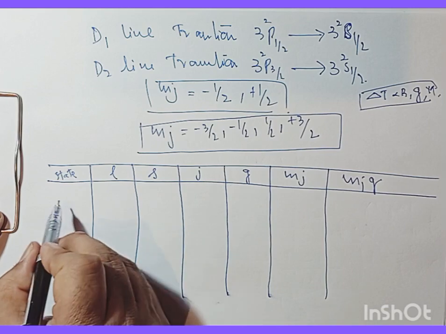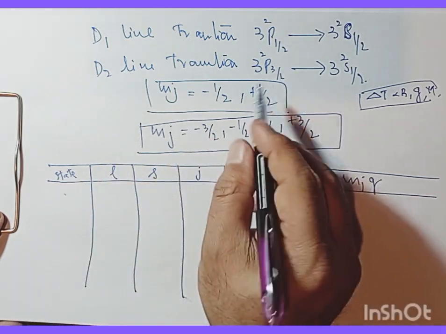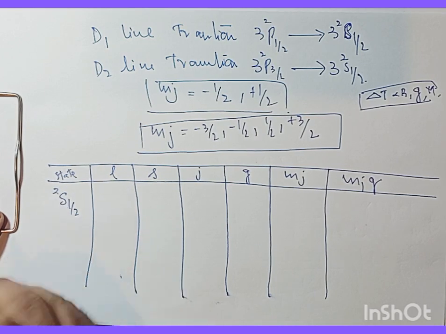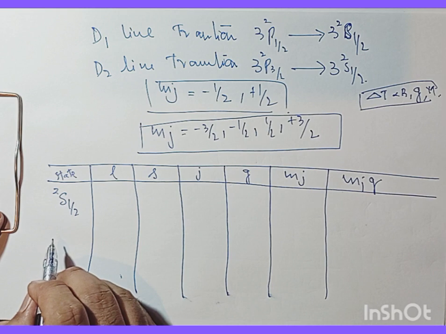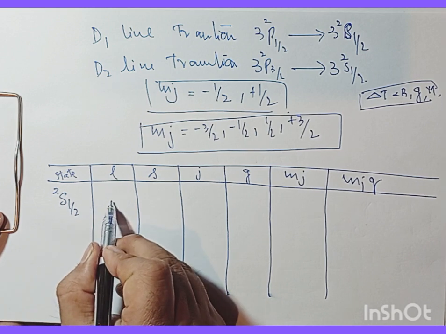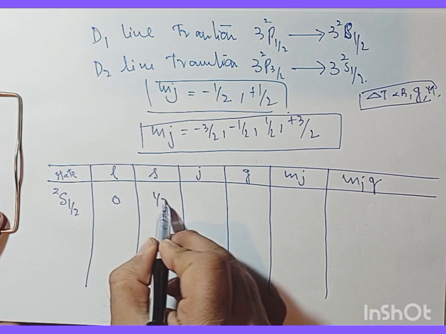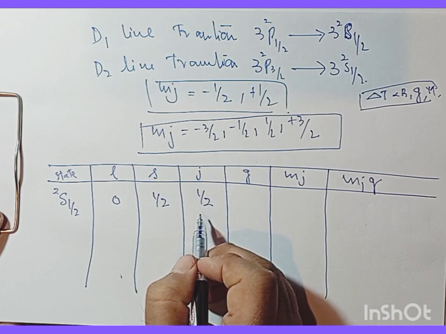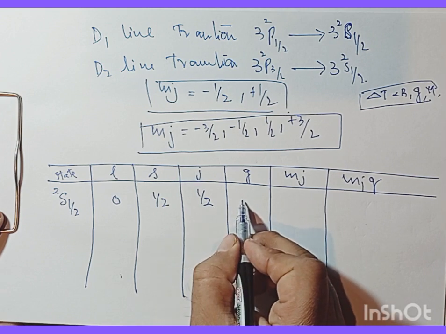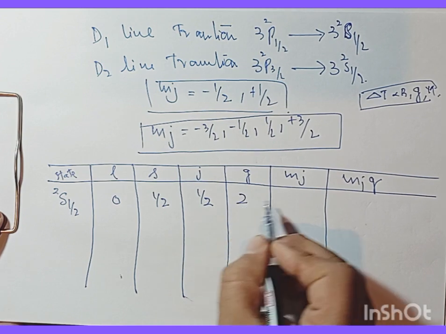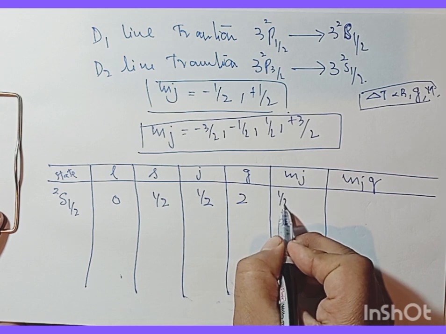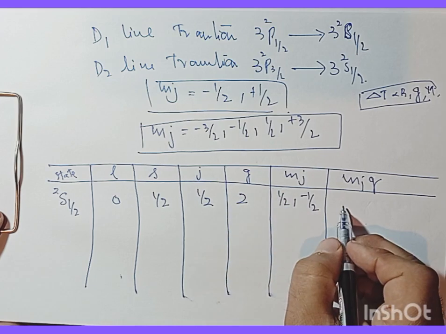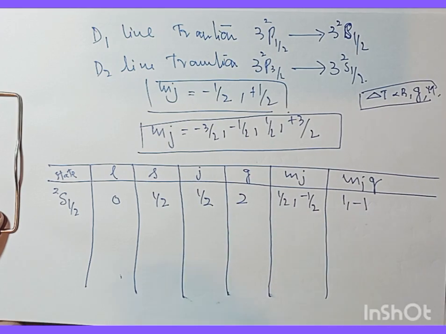So going with the first state, what's that? That is 2S 1 by 2. For this state, the orbital quantum number is 0. It has a spin of half, so its J is going to be 1 by 2. We cannot take the negative of J, so we cannot take the other part of it. Its Landé splitting factor is going to be 2. Its mj will be 1 by 2 and minus 1 by 2, and multiplying this mj with g will give us 1 and minus 1.